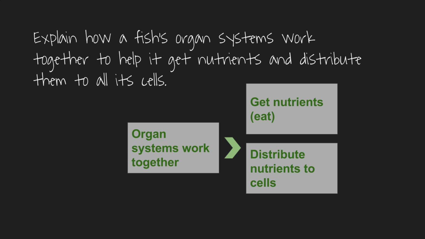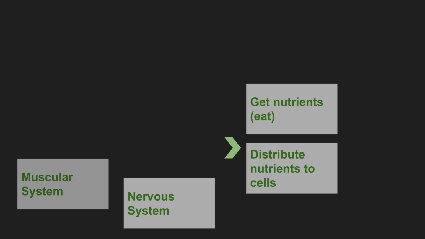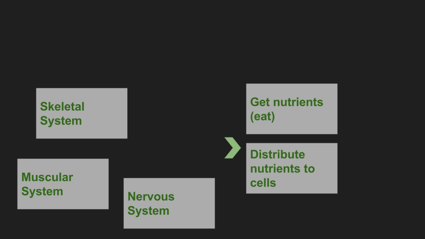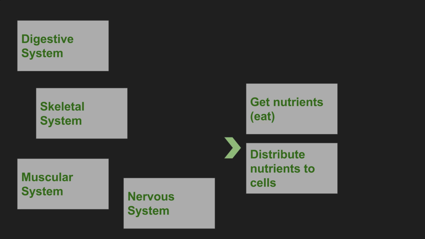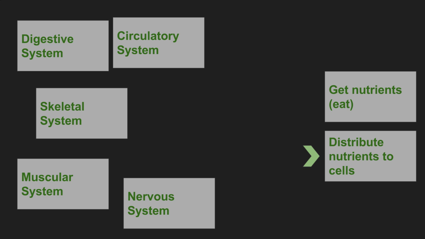Well, what are some of the organ systems that you know? Bet you know these: the nervous system, the muscular system, skeletal system, digestive system, and circulatory system. So now we've dissected the question a little more. How do these systems help the fish get nutrients and distribute nutrients to its cells?